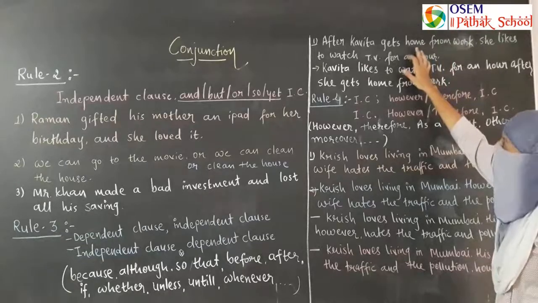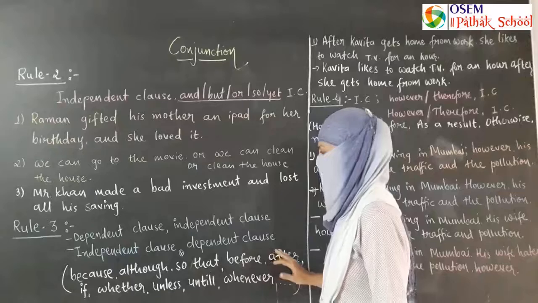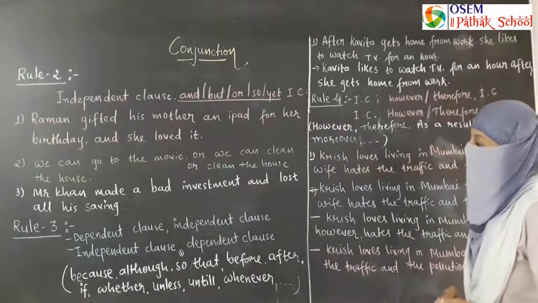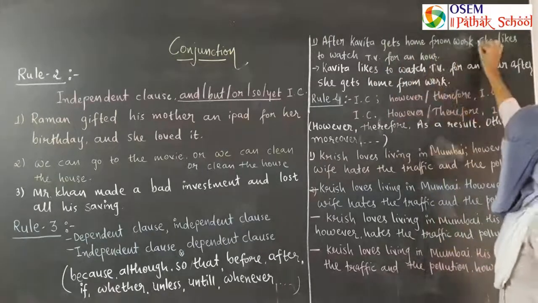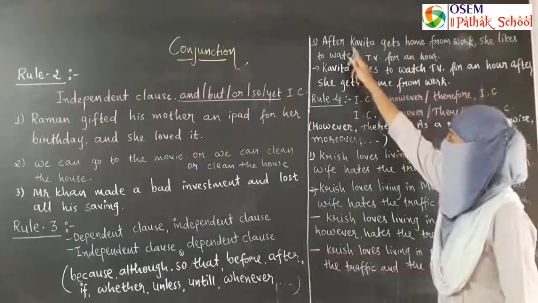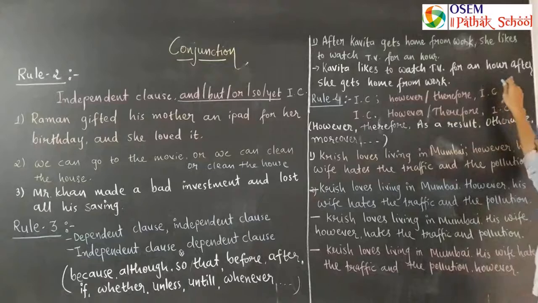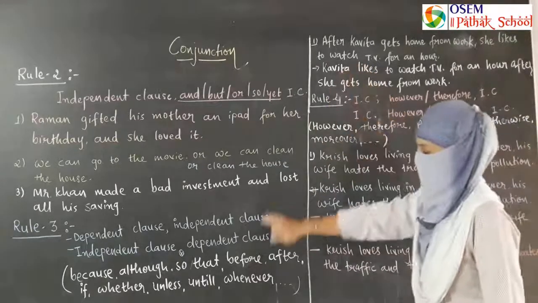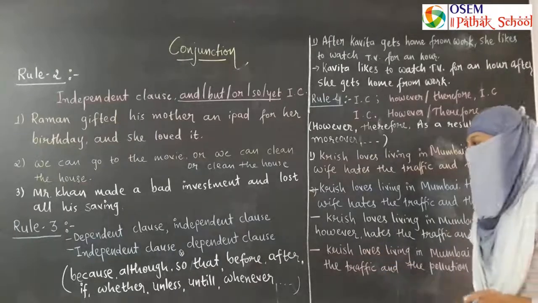So whenever you connect with because, although, so that, before, after, if, whether, unless, until, or whenever, at that time, if you write the dependent clause first, you have to put a comma after the dependent clause and then you have to write the independent clause. See, you can write this sentence likewise: Kavita likes to watch TV for an hour after she gets home from work. Here we have written the dependent clause after the independent clause, so no need to put a comma. Not only for after, you can write before, till, until, if. The rule is the same for all the conjunctions.